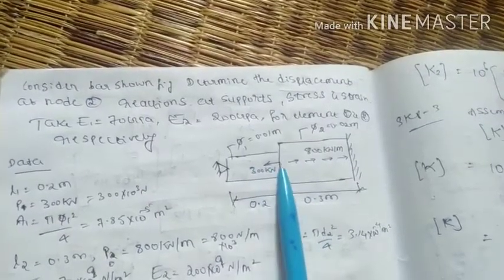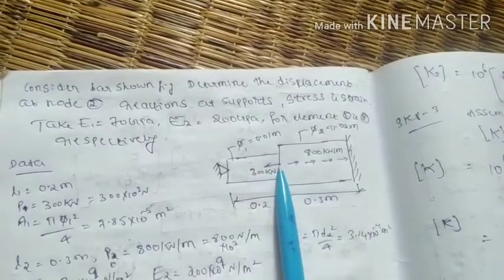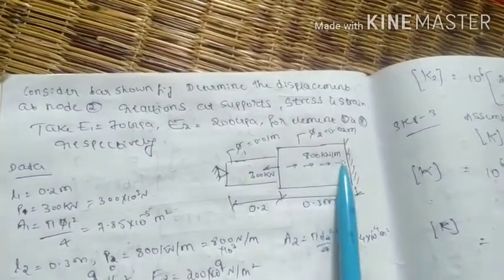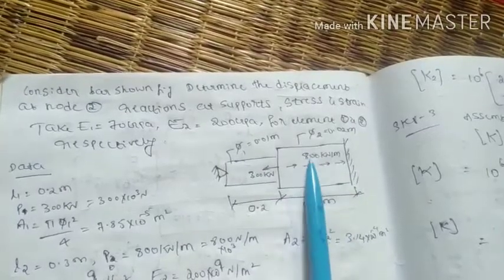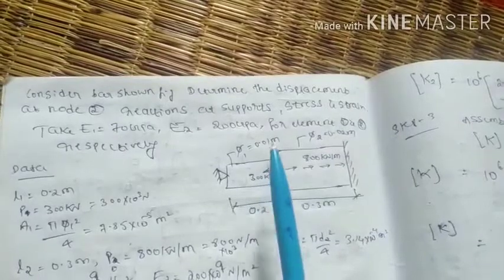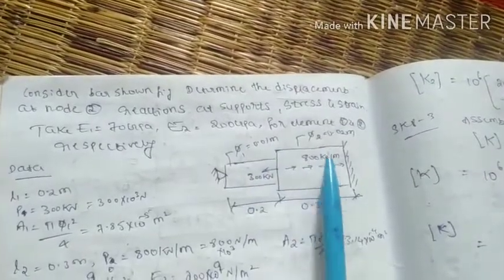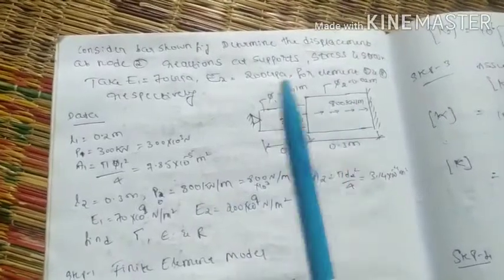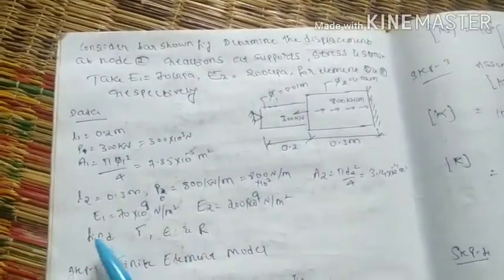And here you can observe that there are two different loads. Here it is a 300 kilonewton axial load, and here this is called a distributed load, that is 800 kilonewton per meter. That means this bar is subject to both axial or concentrated load as well as distributed load. So we need to find the same stress, strain as well as reactions and nodal displacement.